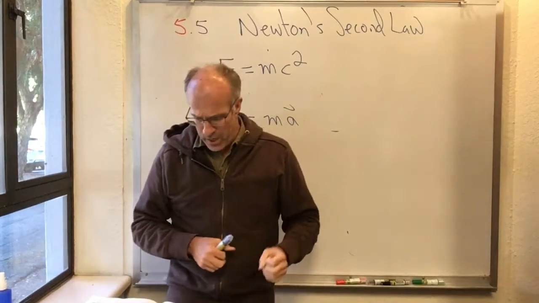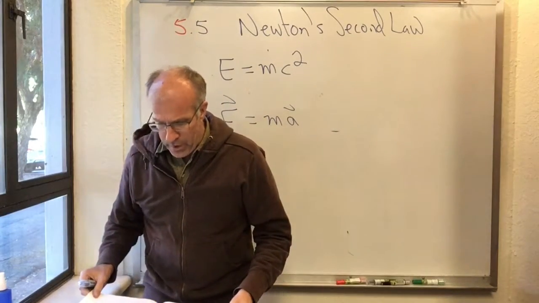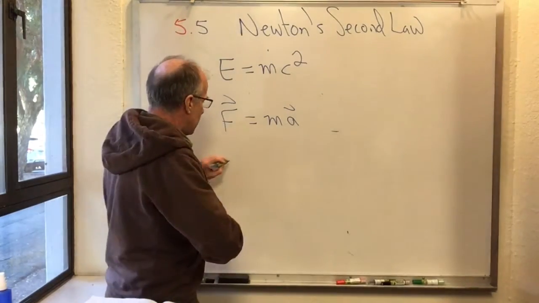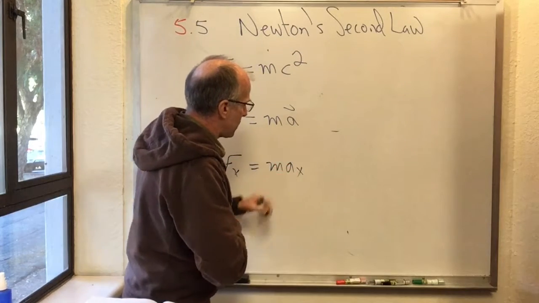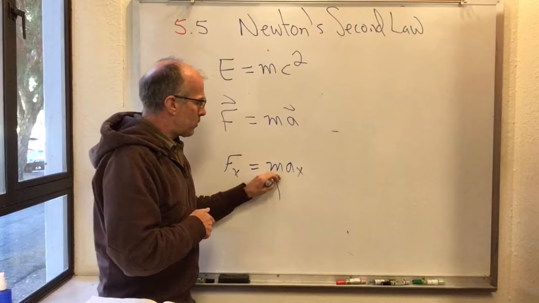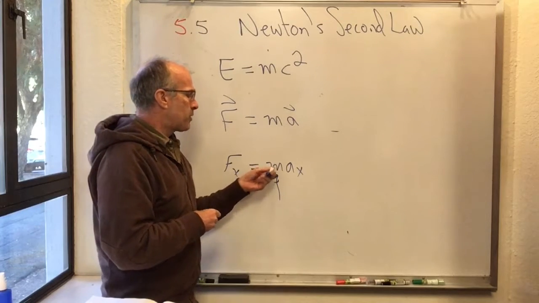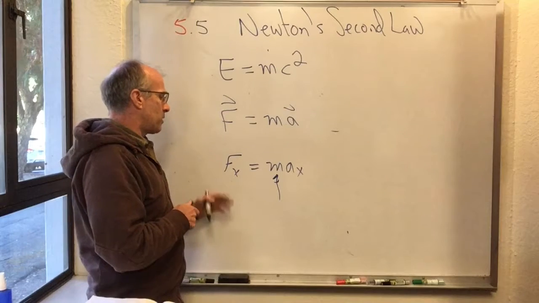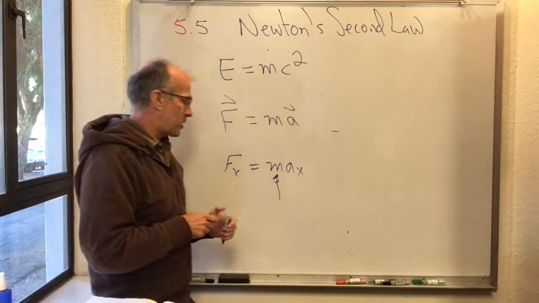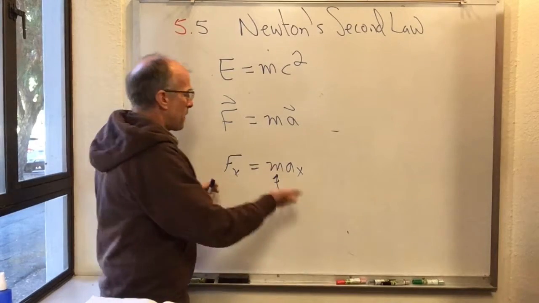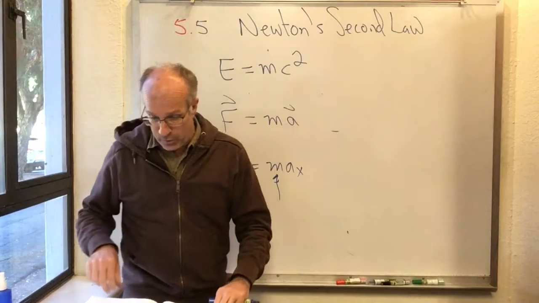And of course, we kind of gave it away because in 5.4, we already brought up the idea, at least, that component by component, Fx is equal to max. Because we argued that there was this proportional thing here, so that if you doubled the mass, you got half the acceleration. Or if you doubled the force but kept m the same, you got twice the acceleration. So we'd already basically written it down. Now we're writing it down in its full vector form.